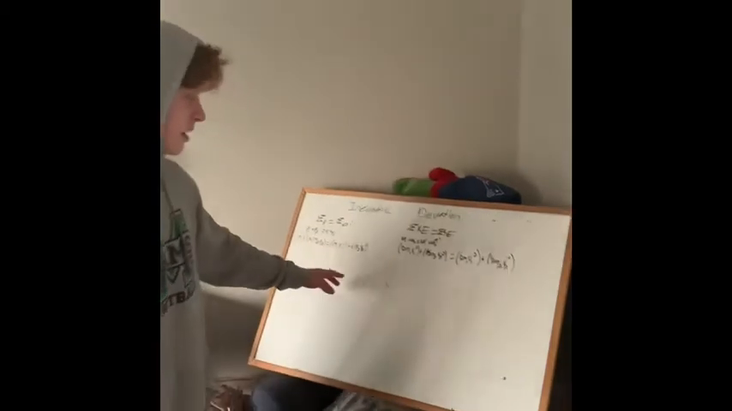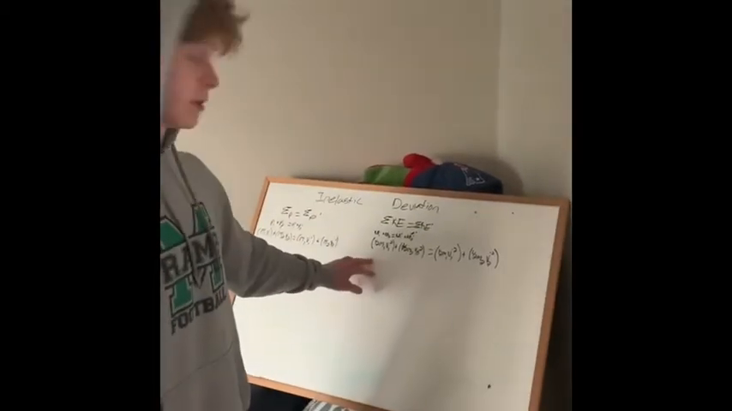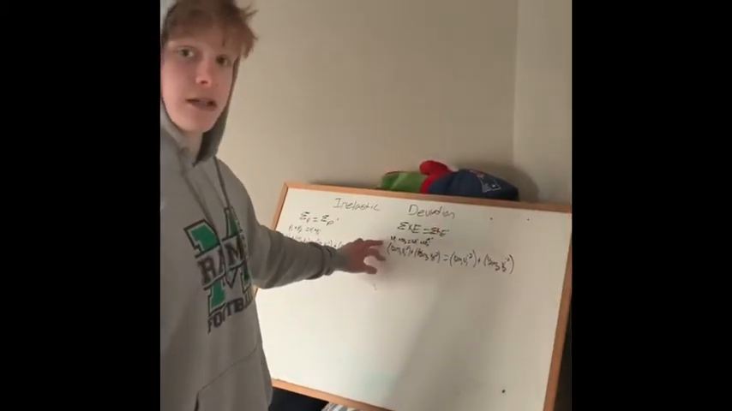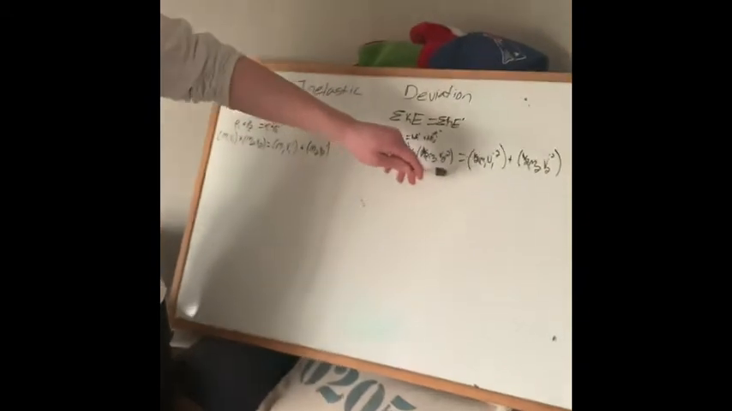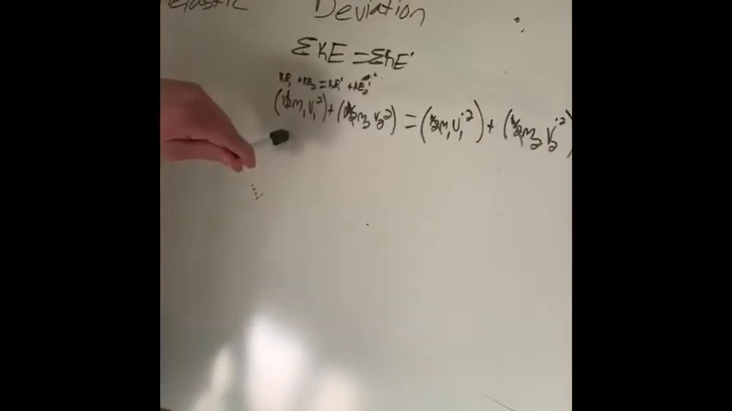For the kinetic energy, I substituted the kinetic energy equation for each object in each instance before and after the collision. Each term in the kinetic energy equation has 1/2 in it, which means you can cancel out all the 1/2s in the equation.